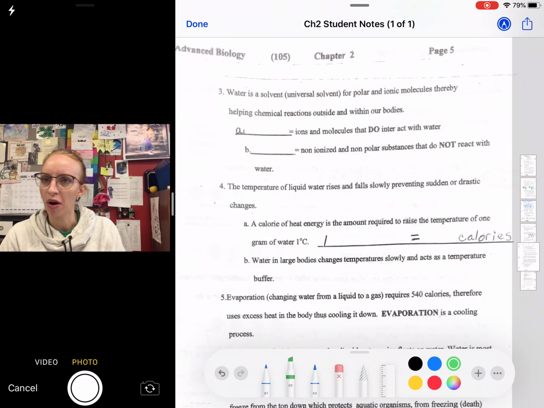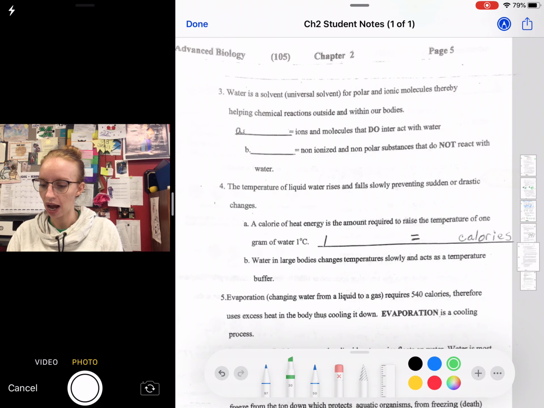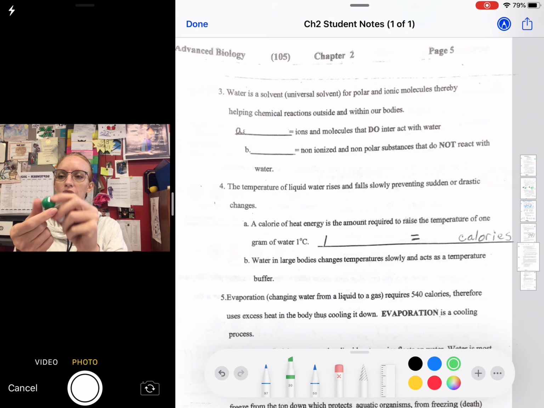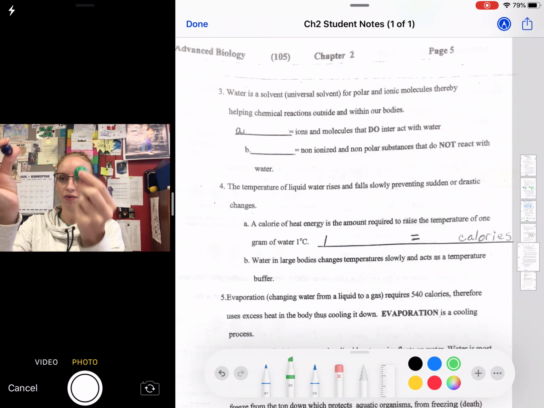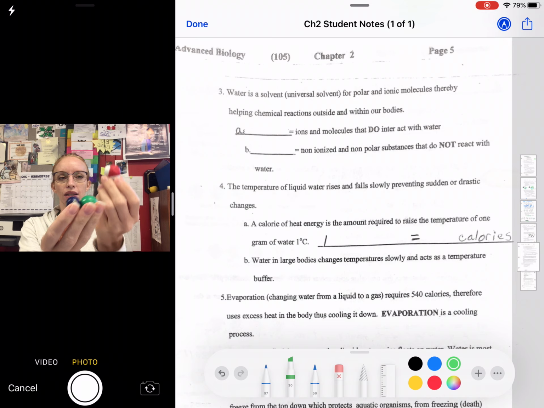Another thing you need to know about water is it is a solvent, universal solvent for polar and ionic molecules, therefore helping chemical reactions outside and within our bodies. So if you look at the next page, or this page, it says that hydrophilic are ions and molecules that do interact with water. So this represents chlorine, this represents sodium, and they stick together. I just made table salt in my hand. And this represents my water.